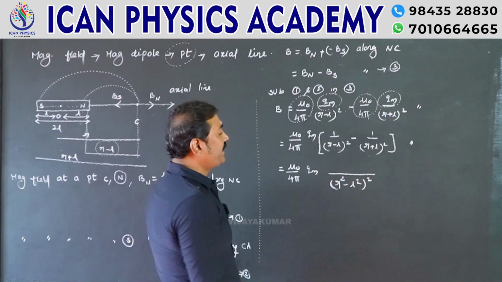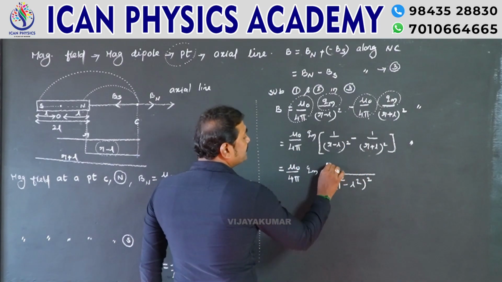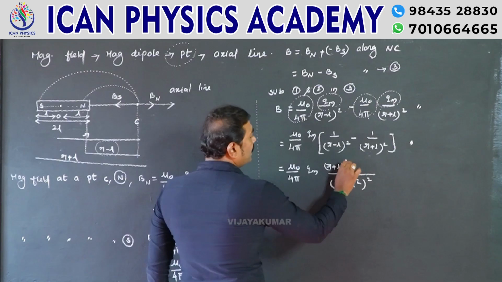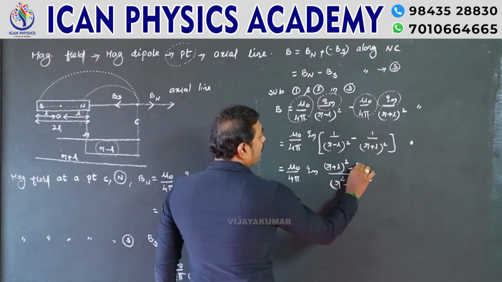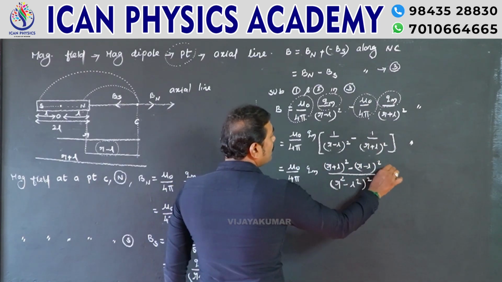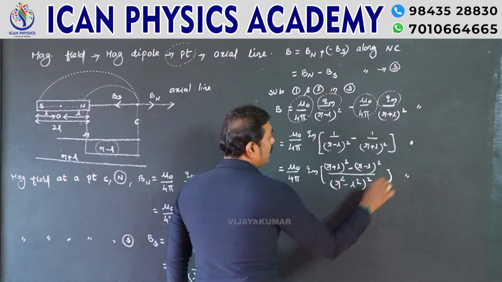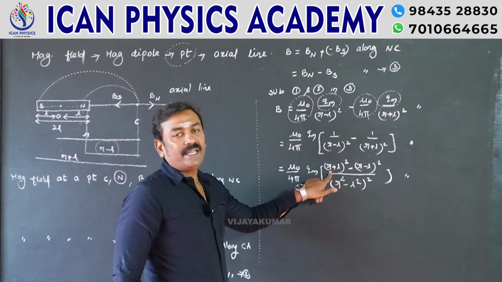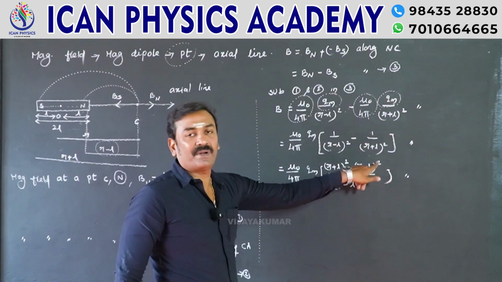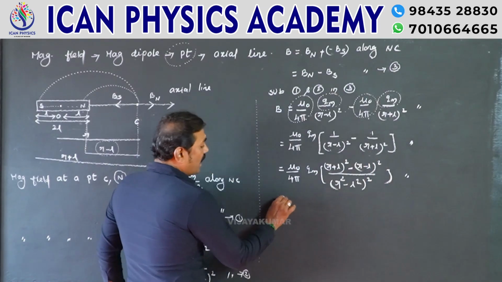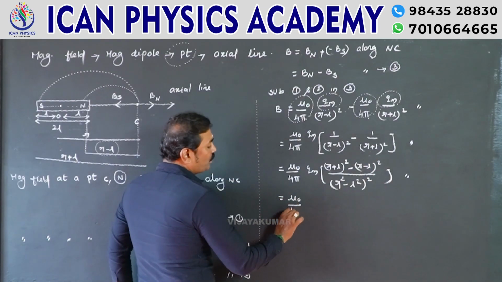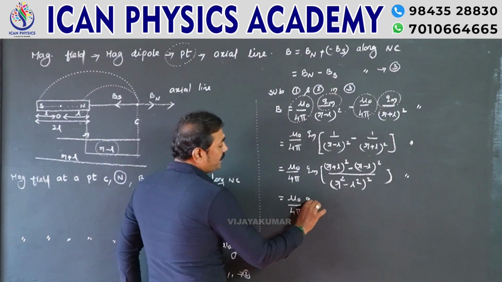Now cross multiply the value. அப்ப 1 into r plus l the whole square, இங்க cross multiply பண்ணா r minus l the whole square. Okay, along NC. இப்போ இது எப்படிமா இருக்கு அப்படின்னா a plus b whole square. இது எப்படியா இருக்கு அப்படின்னா a minus b whole square. அப்ப எக்ஸ்பேண்ட் பண்ண என்ன ஆகும் mu naught by 4 pi into QM.